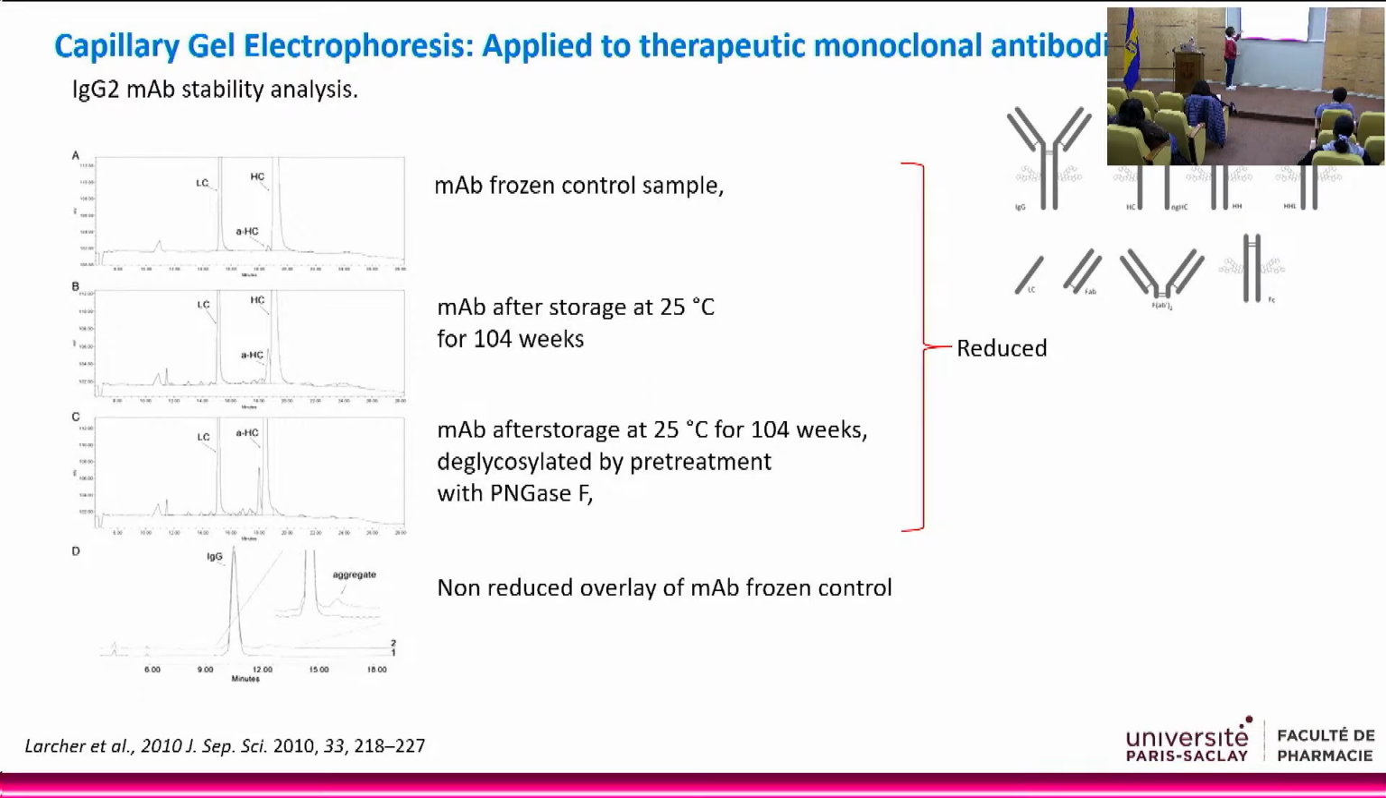So what is interesting here is they show that you can identify a degraded MAB, but you can also evaluate the level of glycosylation, and therefore the level of post-translational modification of the proteins. Okay, so there are two things here: the degradation and the glycosylation.